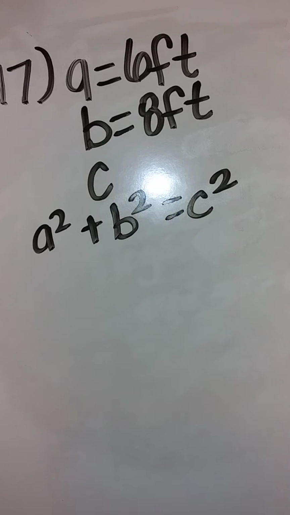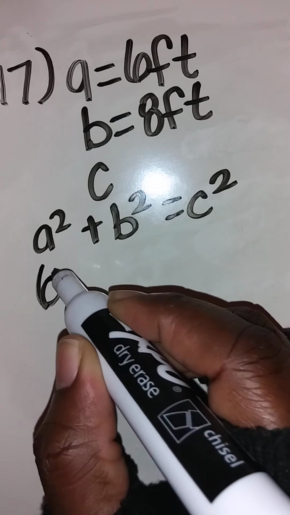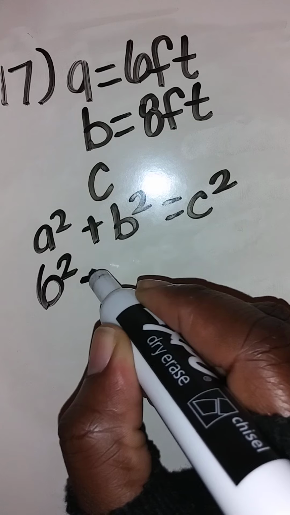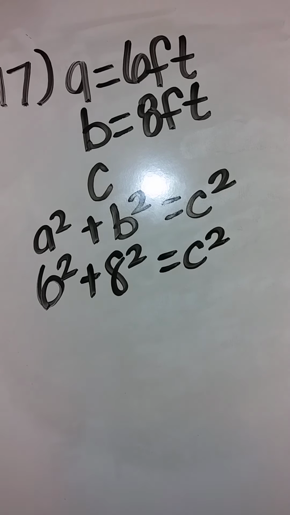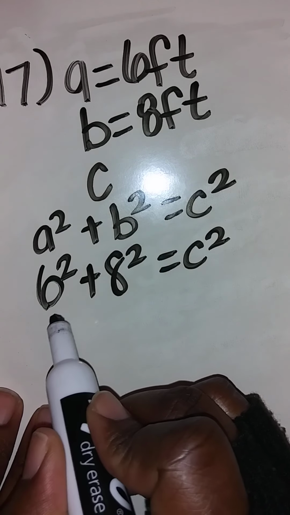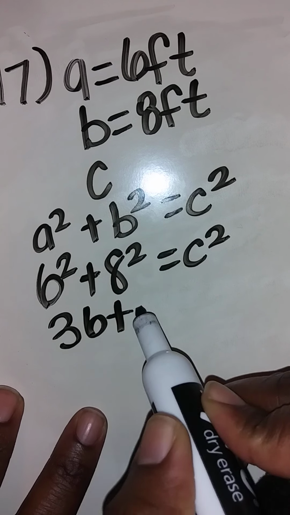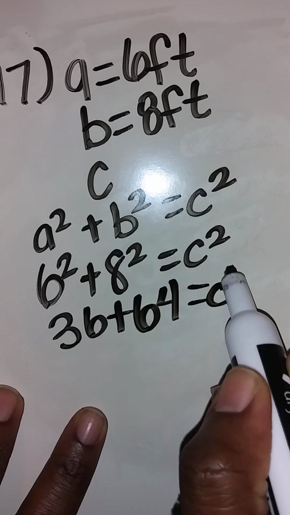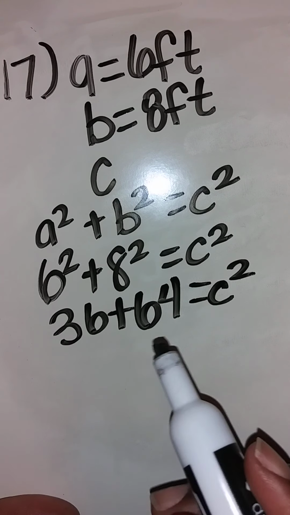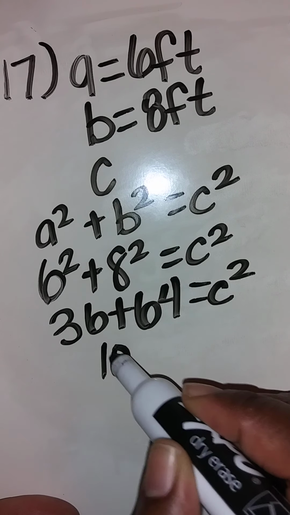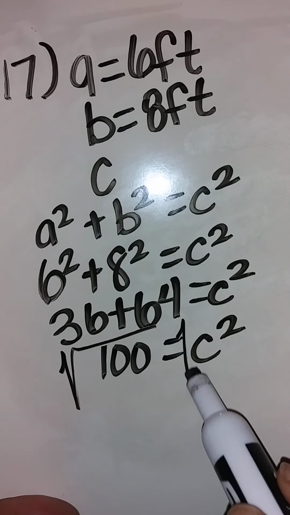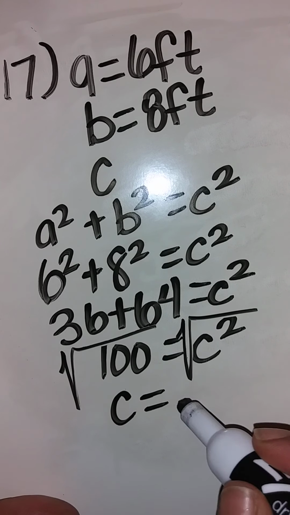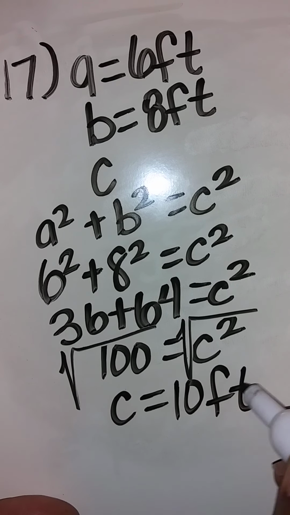Now to solve this problem, we're going to say 6 squared plus 8 squared equals C squared. Okay, so we're going to crunch some numbers on the calculator. I know that 6 times 6 is 36. And then 8 times 8 is 64, equals C squared. And then we add those two numbers up, we will get 100 equals C squared. Now then you take the square root of both sides. So C equals 10. And we're going to write out units, which is feet.